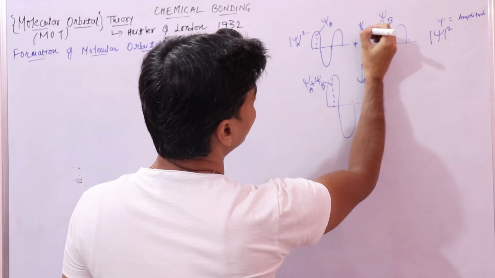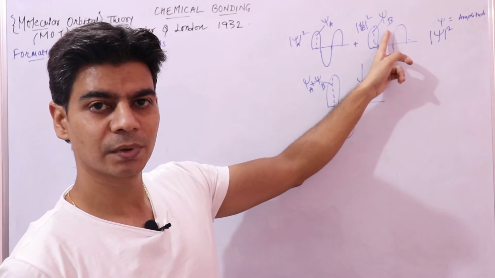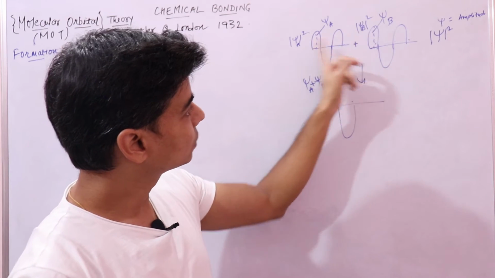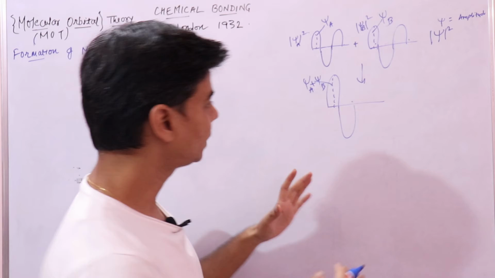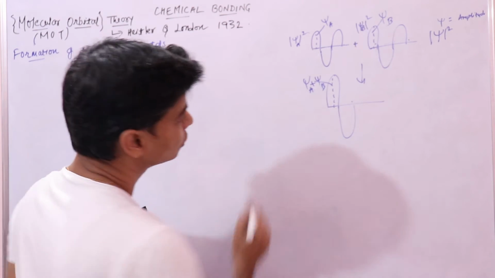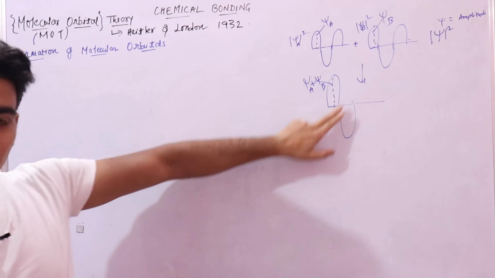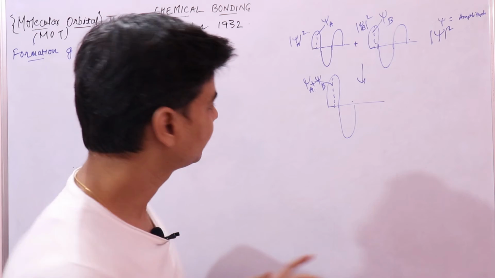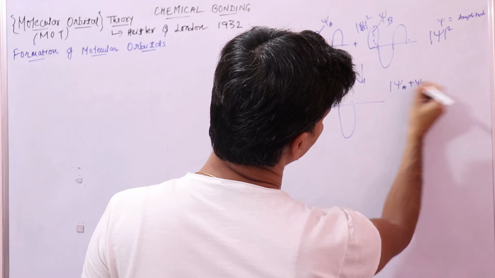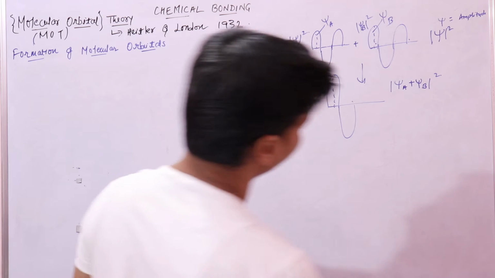Similarly, psi B square will represent the probability of finding the electron in this orbital. This orbital is represented by a wave, because an orbital is nothing but a wave. So for this bigger wave, whose amplitude is the sum of these two amplitudes, the probability of finding the electron, which represents a bigger orbital, would be psi A plus psi B, whole square. This is for constructive interference.